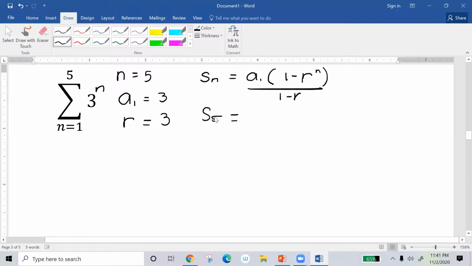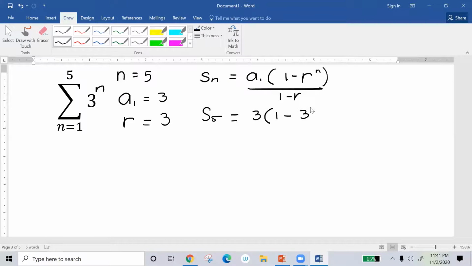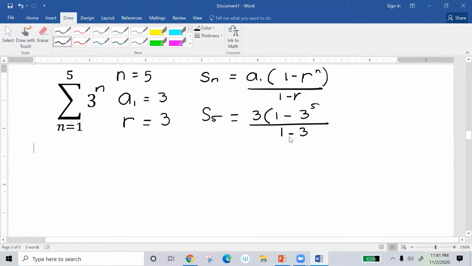A sub 1 is 3 times 1 minus R to the n, all over 1 minus R. What is our R? R is the common ratio, which is 3, raised to, what is our n again? 5. All over 1 minus R, which is 3. Okay, next. Simplify. So 3 raised to 5 is 243.